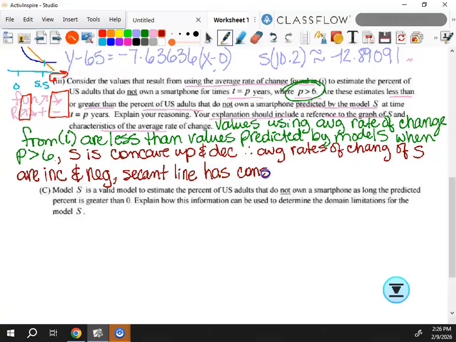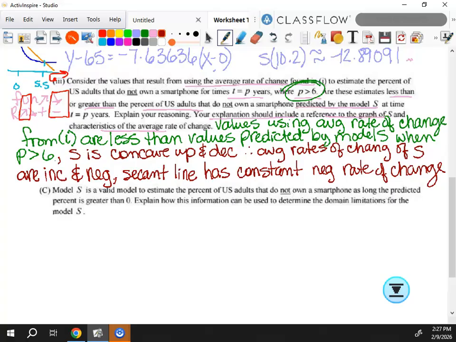constant negative rate of change. That's a very bad sentence, but I didn't want to. I know sometimes I start writing, so y'all start writing, and then you have to erase. I probably should have said, average rate of change of the secant line is, but it doesn't matter. I said the same thing.